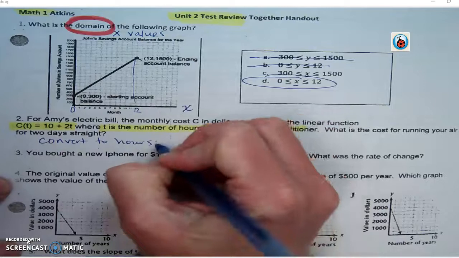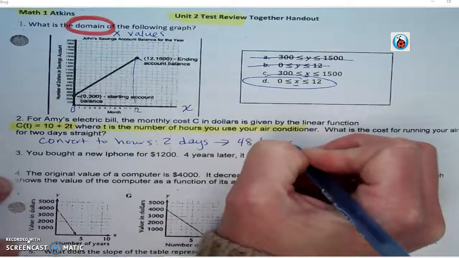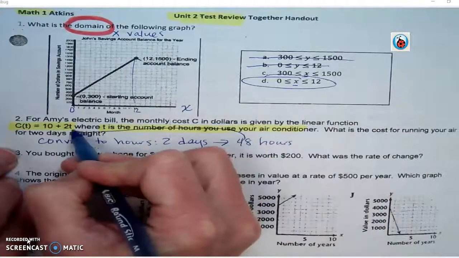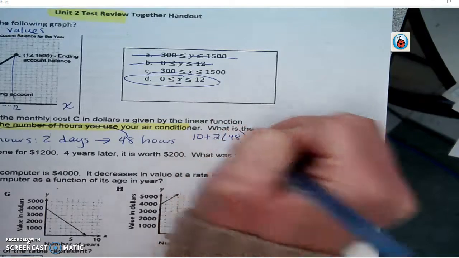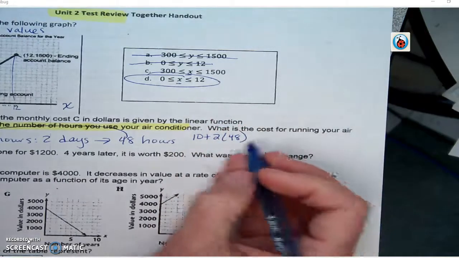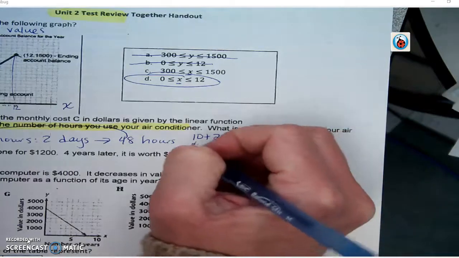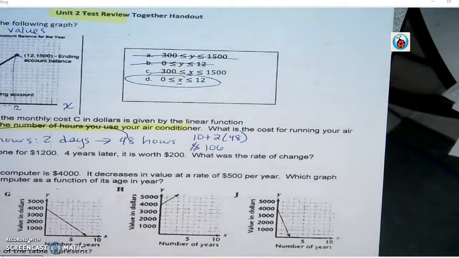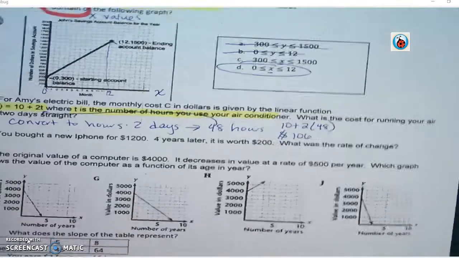So 2 days is 48 hours. So I'm going to plug in 48 for t. That's the number of hours you're running it. So 10 plus 2 times 48. 2 times 48 is 96 plus 10 gives you 106. So it will cost you $106 for that. All right.